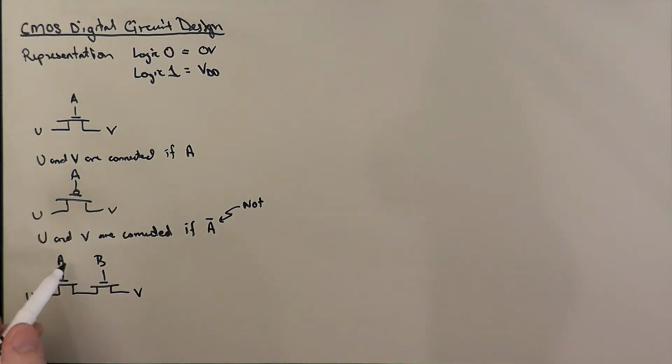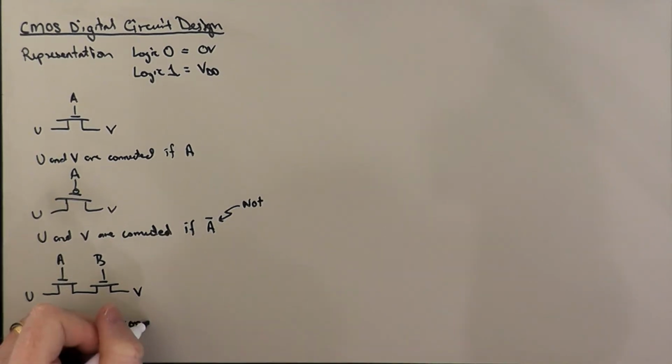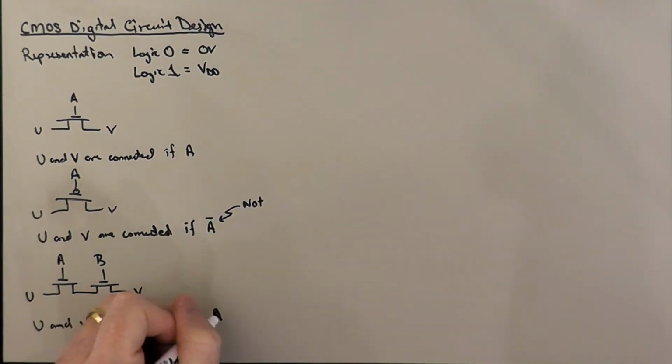And that's going to correspond to logical AND. So I need A and B in order for U and V to be connected. So U and V are connected if A and B.